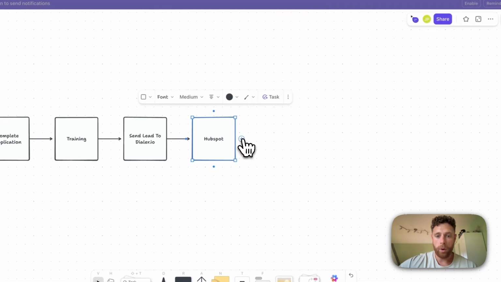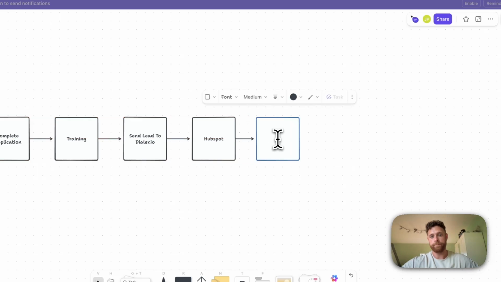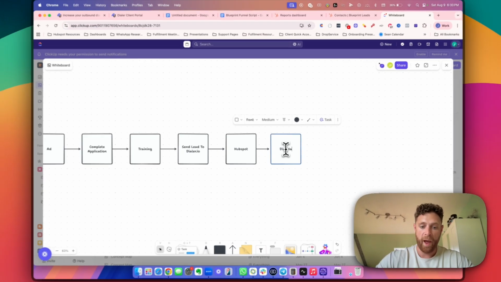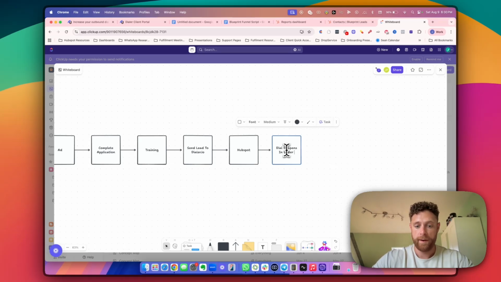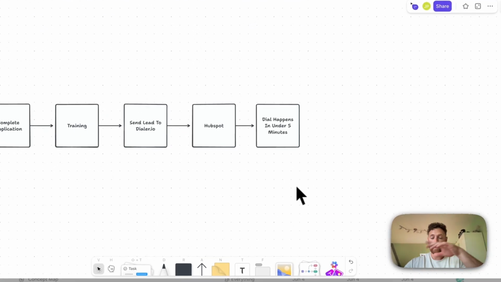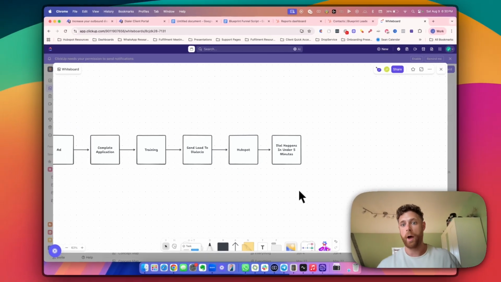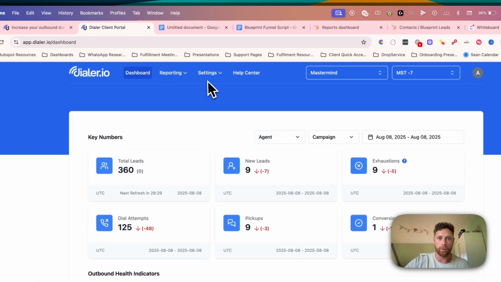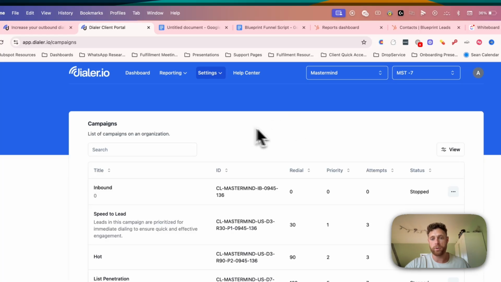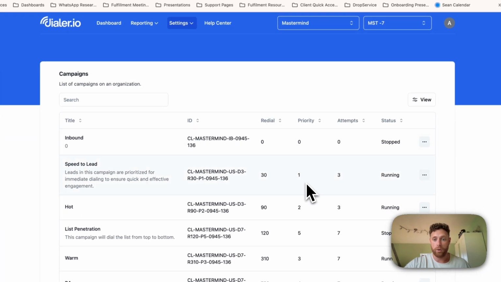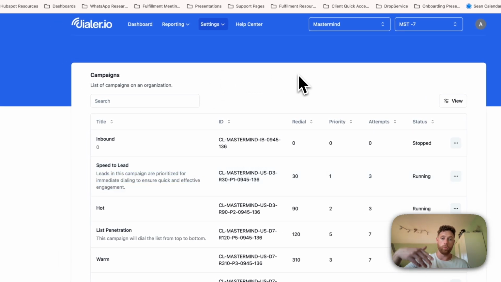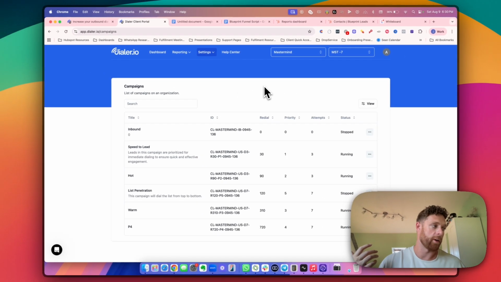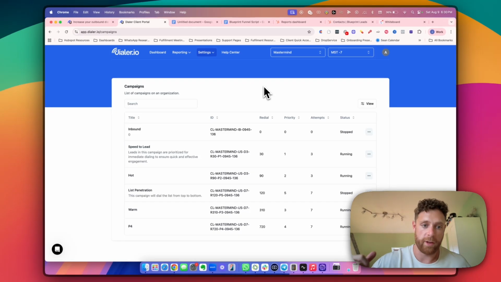Now, what we need to ensure right here is that a dial happens in under 5 minutes, with the exception of weekends or evenings. We want as much speed to lead as humanly possible. Dialer.io allows you to customize the campaigns. We typically do one dial every 30 minutes for 3 attempts on that first day. You can do one dial every 10 minutes, or every 20 minutes, whatever it may be, but you want to make sure you really hit that lead.